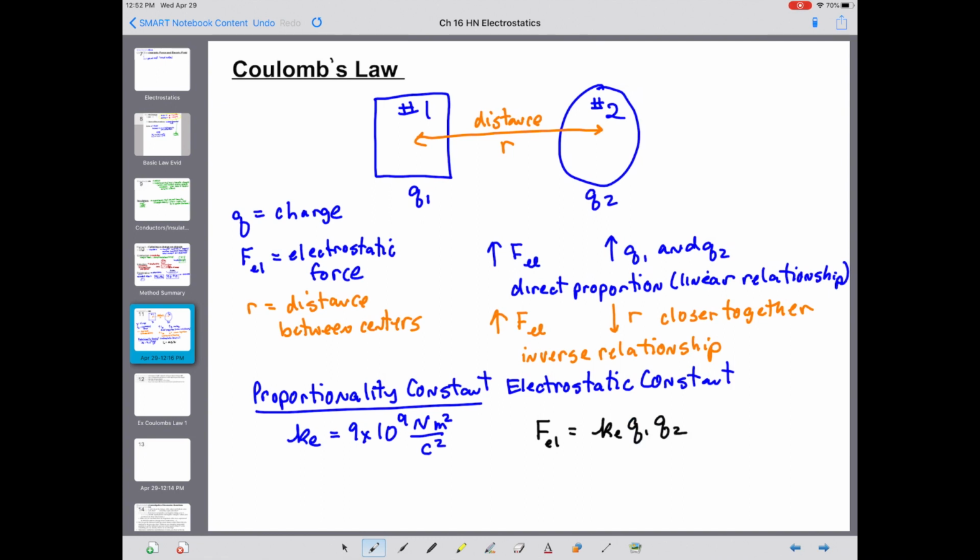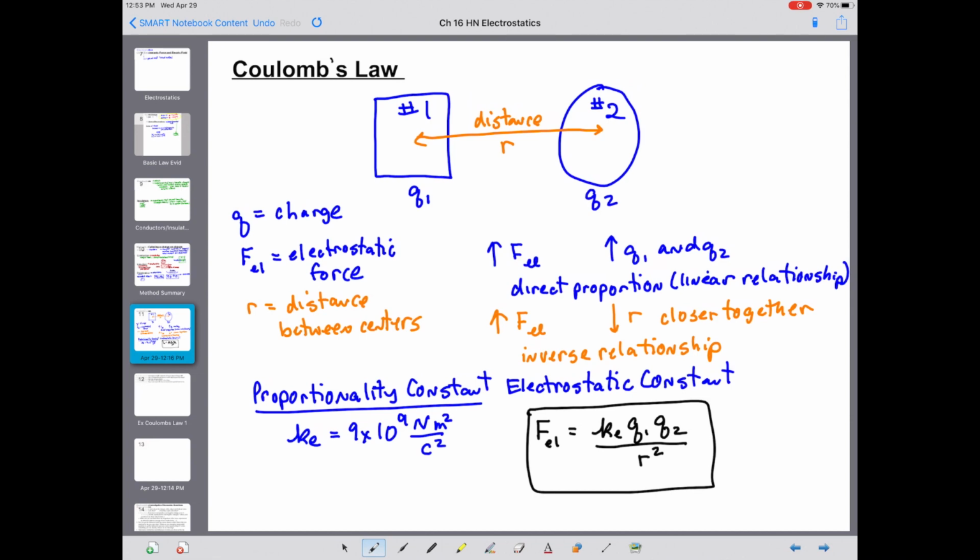multiplied by Q1 multiplied by Q2, divided by R, but it's not just R, it is an R squared. So then electrostatic force is directly proportional to the product of the charges Q1 multiplied by Q2 and inversely proportional to the square of the distance between those charges.